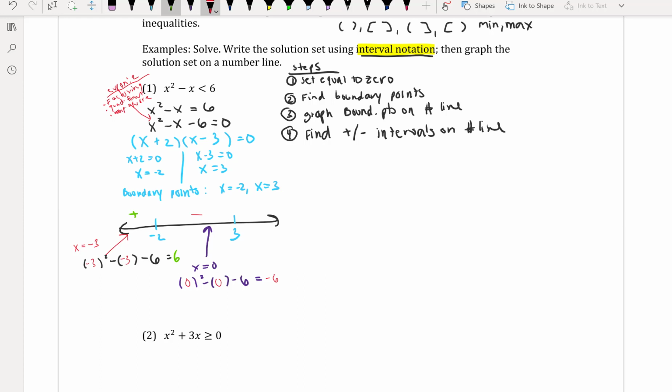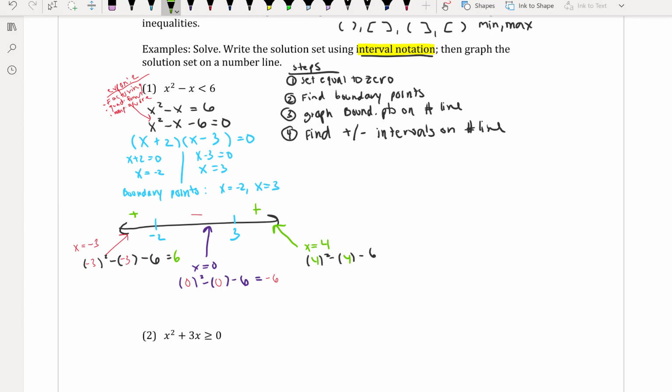And now let's go ahead and try our last one. I could pick 4, 5, 6, 7, 8, 10, 100, right? Anything to the right of 3. So let's just keep it easy. Let's keep it x is equal to 4. So I'm going to have x squared minus x minus 6, and the number that I'm plugging in here is 4. So I'm going to have 4 squared, and that's inside parentheses, minus 4 minus 6. And that's going to give me a positive again. So now I have my intervals.